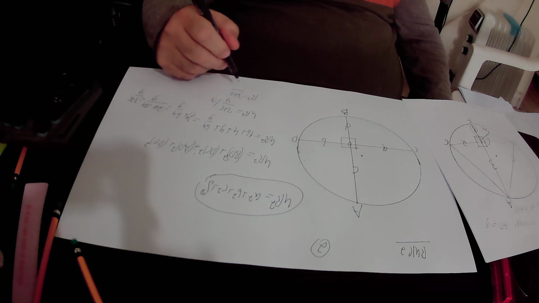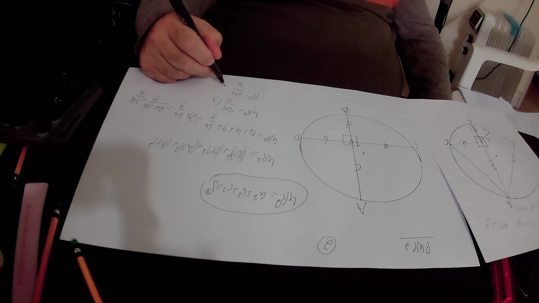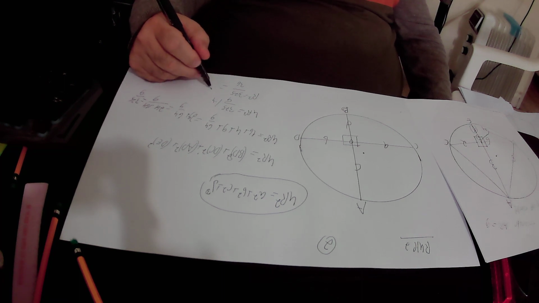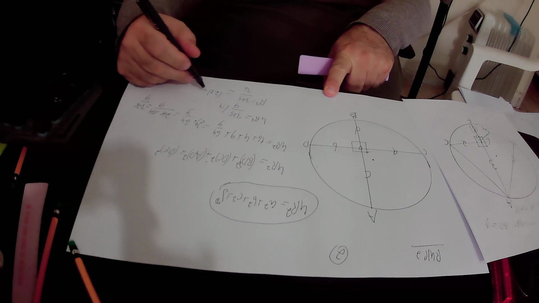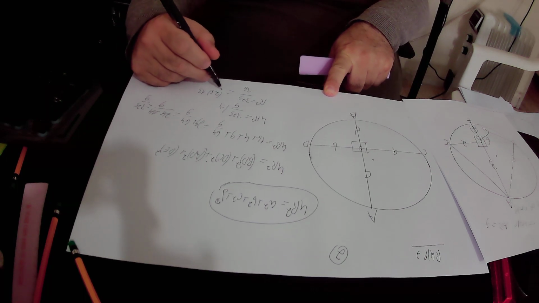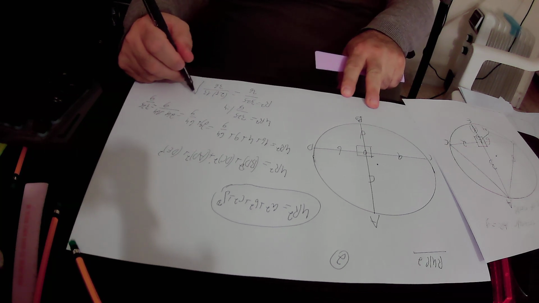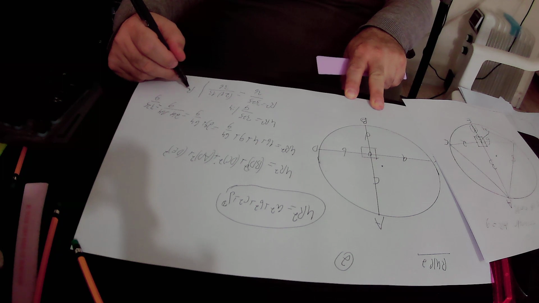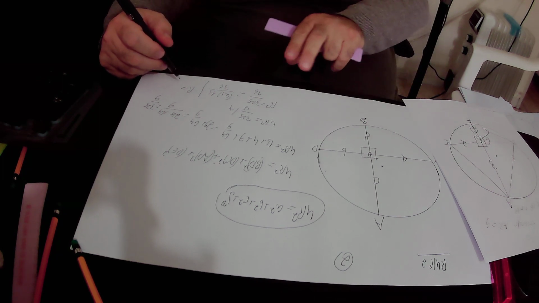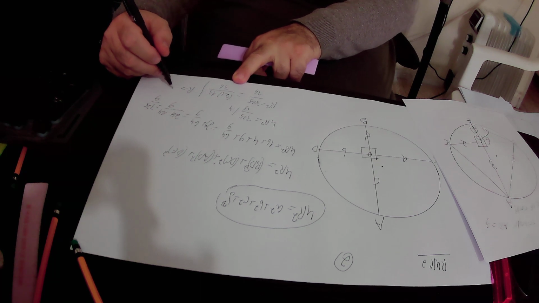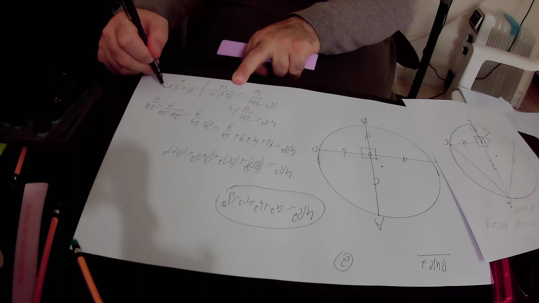4 times 9 is 36. 325 is 25 times 13, so we substitute 325 by 25 times 13 over 36. Here we will take a root of this equation, and we will get that r, the radius of this circle that we are looking for, equals the square root of 25 is 5, the square root of 36 is 6, times the square root of 13.